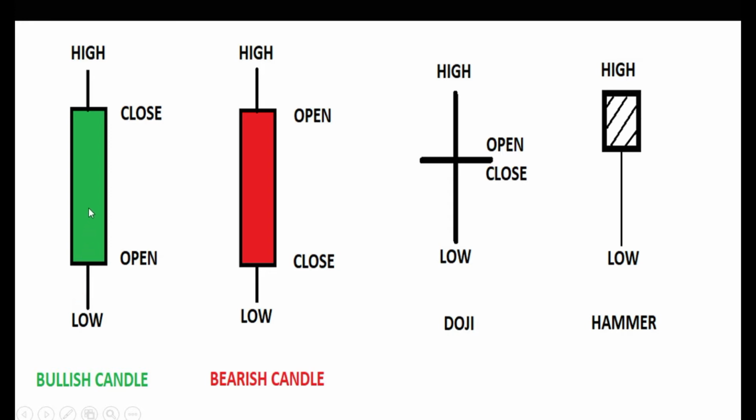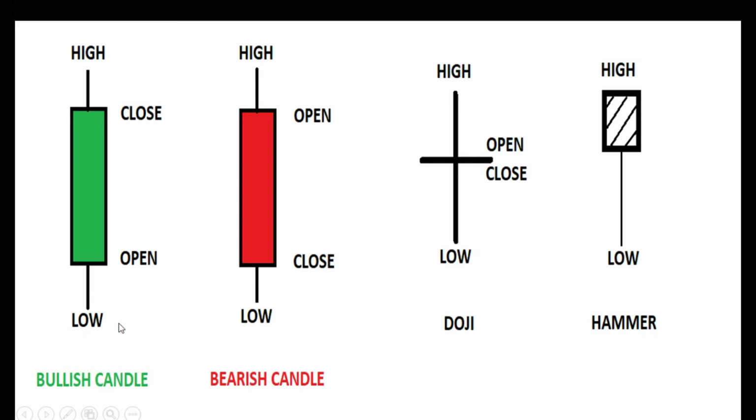And then it started moving up and made a high. This is the highest point of the day. And then it closed here, resulting in a green candle. Reason? The opening price was lower than the closing price, or we can say the closing price was higher than the opening price, resulting in a positive candle or an uptrend or an up price movement during the day. That's why we call it a bullish candle.